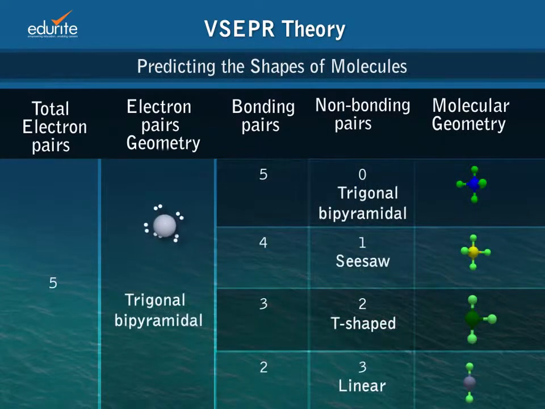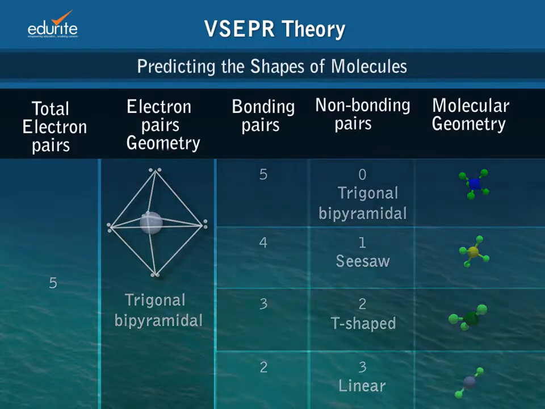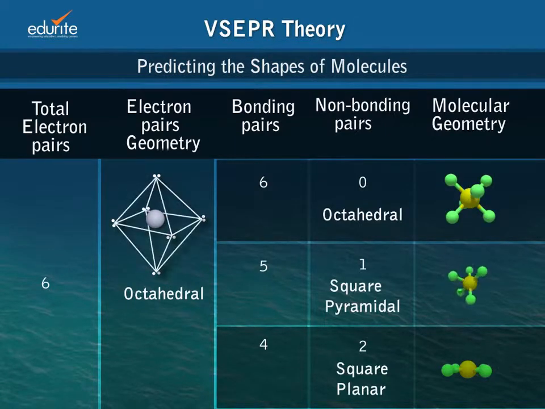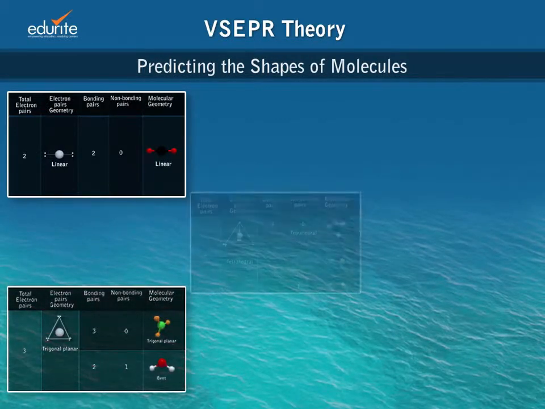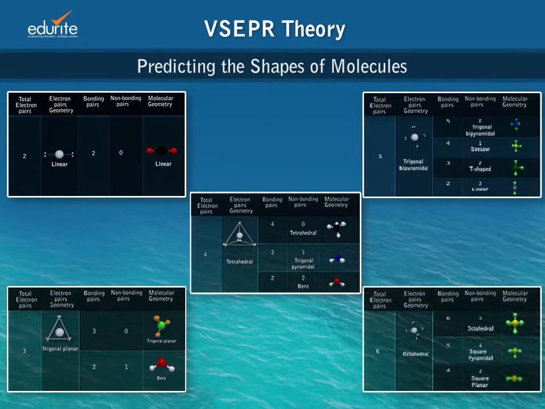When there are 5 electron pairs, the possible molecular geometries are trigonal bipyramidal, seesaw, T-shaped or linear. When there are 6 electron pairs, the possible molecular geometries are octahedral, square pyramidal or square planar. Shown here is a chart which depicts the possible VSEPR molecular geometries. Take a look at it again.